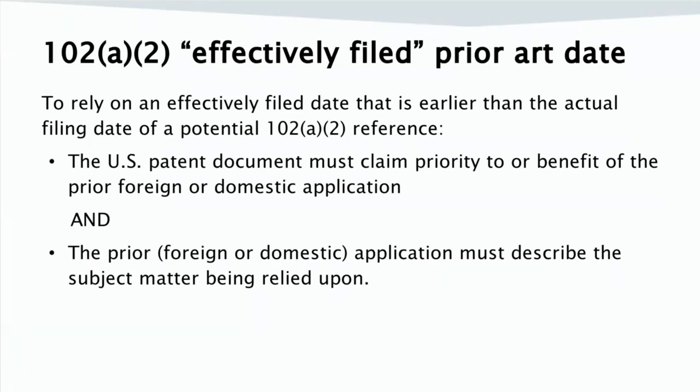or claimed priority to one or more foreign applications, then the 102(a)(2) prior art date is the earliest such application that describes the subject matter relied upon to make the rejection. Notice that foreign priority dates of U.S. patent documents can be applied as prior art dates under 102(a)(2) when examining AIA cases.